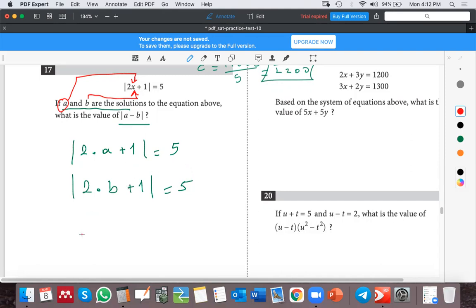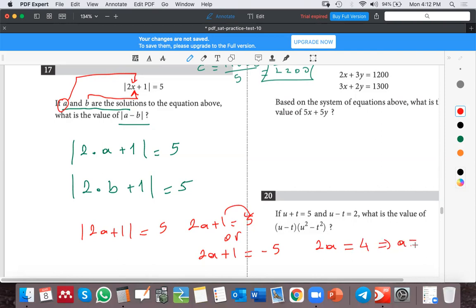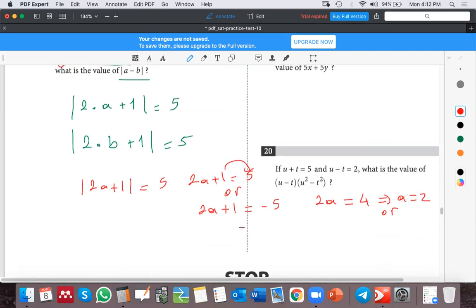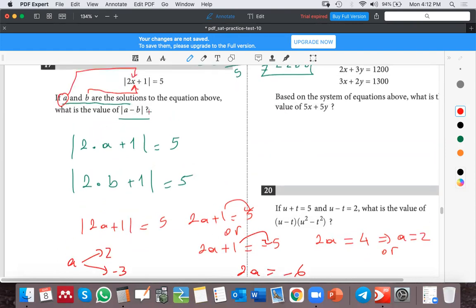I can say this one. 2A plus 1 is 5 means 2A plus 1 is 5, or 2A plus 1 is negative 5. There are two answers, two cases. So 2A is 4, which is A is 2, or 2A is negative 6, so A is negative 3. A could be 2, or A could be negative 3. Since we don't know what A is, it's not given, there are two alternatives.